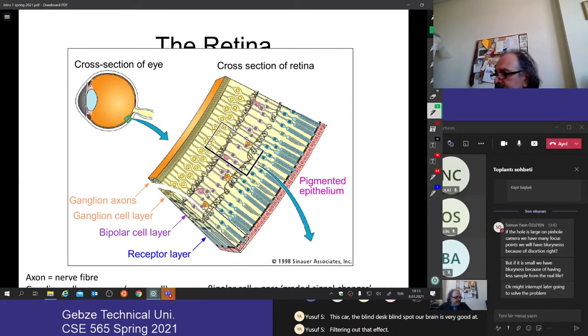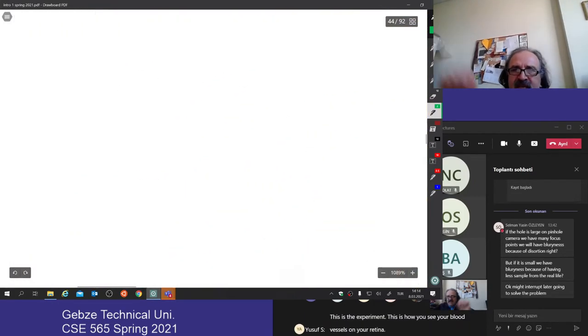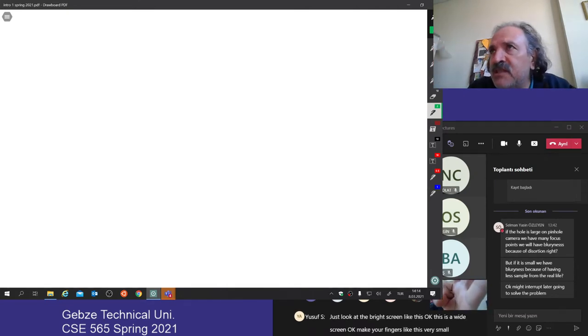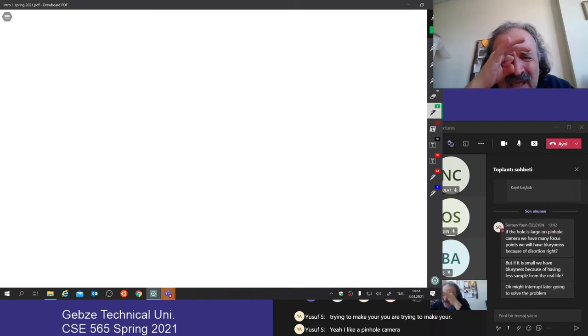I think there was a very good experiment somewhere I saw. This is the experiment. This is how you see your blood vessels on your retina. Just look at the bright screen like this. Okay, this is a white screen. Make your fingers like this, a very small aperture. You are trying to make your eye like a pinhole camera. Look through that small opening to the bright screen. You are looking at the bright screen now, and slowly move your fingers around in a circular fashion.